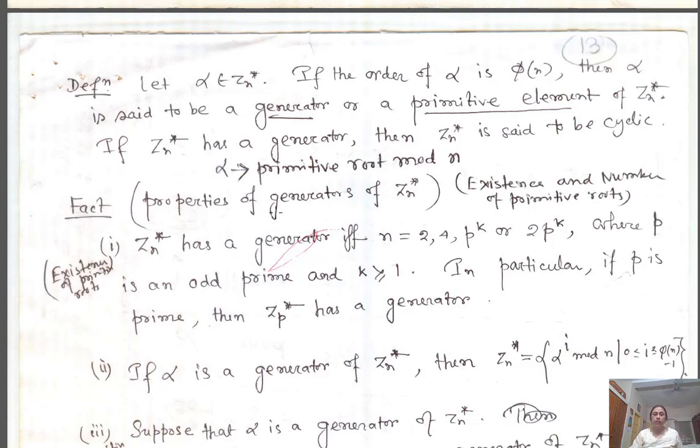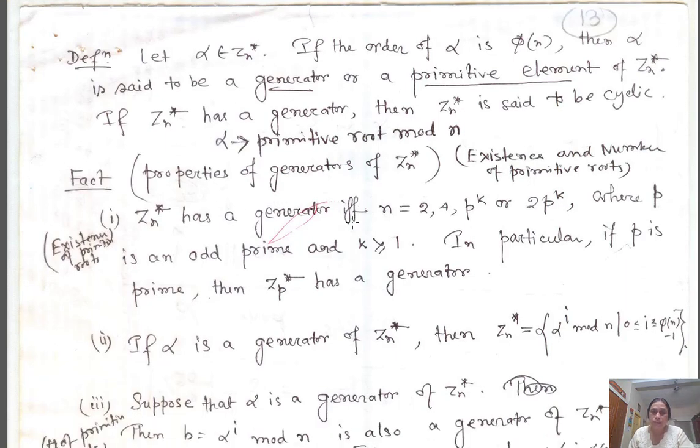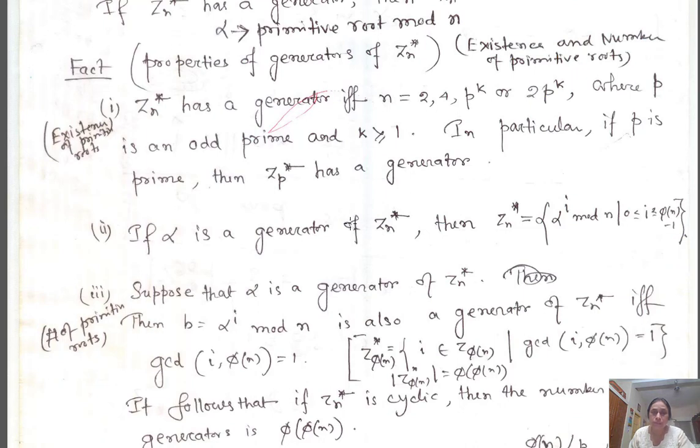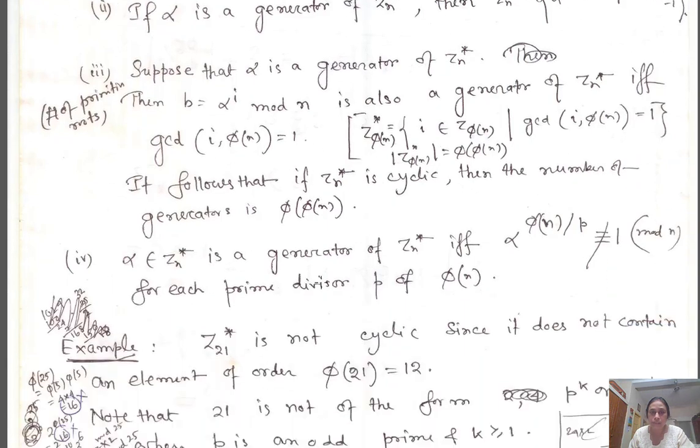Let us stop here. In the next class, you may already be aware of these things, we will discuss what primitive elements in Zn star are, the generators actually, and what the properties of generators are. All these things we will discuss, and some algorithms. These facts will give us some algorithms, and we will discuss those things.